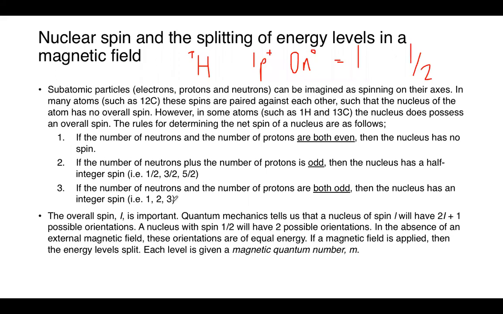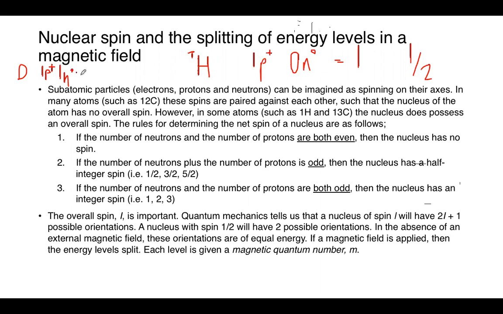If the numbers are both odd, for example deuterium, which has 1 proton and 1 neutron.